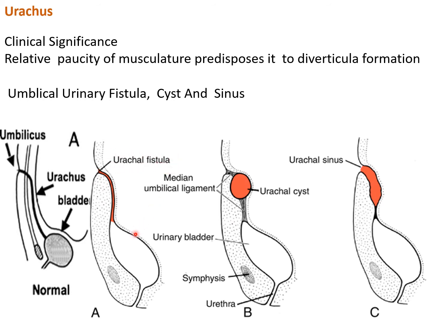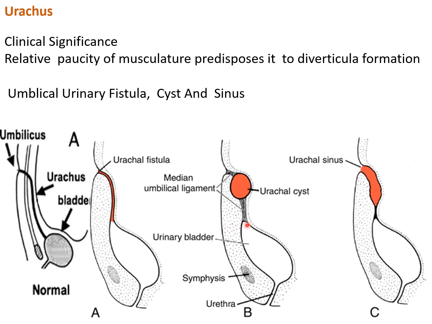Now, every time the urinary bladder contracts to expel urine, the urine will not only move towards the urethra, but also move towards the umbilicus through this patency which is there, the urachal fistula. This would result in weeping umbilicus.